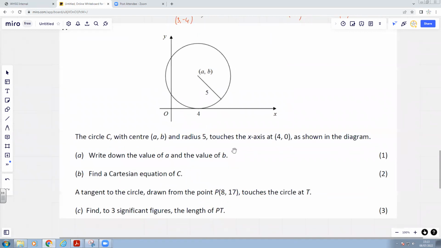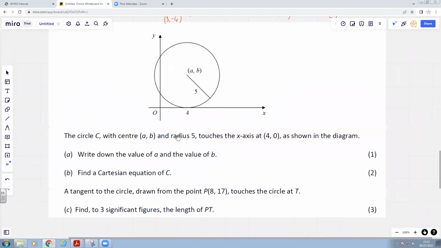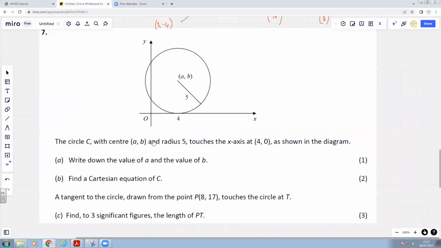Okay, so what have we got here? Circle C, center (a, b), radius 5, touches the x-axis at 4. Write down the values of a and b. So they're saying this should be obvious, and in some ways it is. If it's got a radius of 5, then b is definitely going to be 5 up, because the radius is the same all the way around. So that's going to be 5. It's written right down as well, so you don't have to show any working. What's the a coordinate? Well, isn't it just written for you right below it, 4? So that's going to be (4, 5).